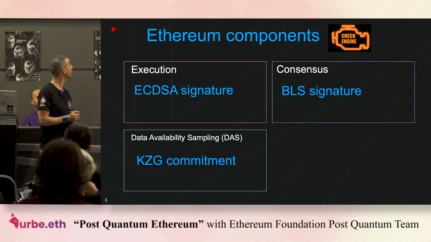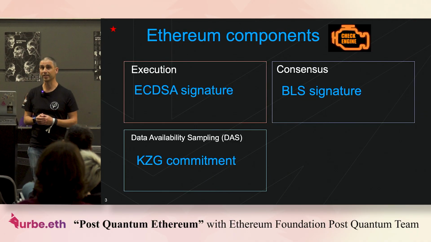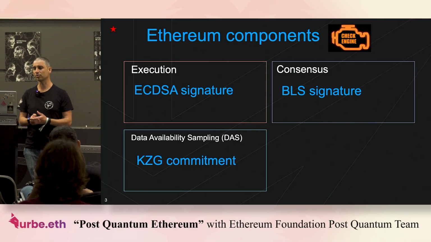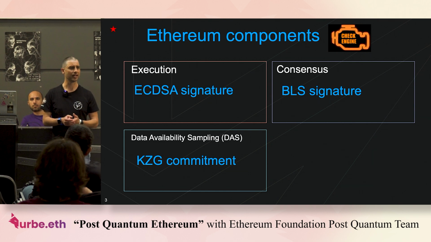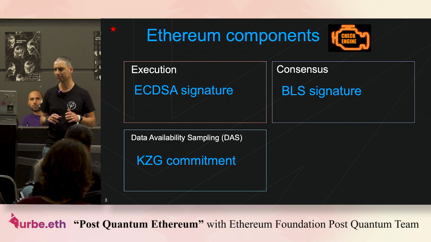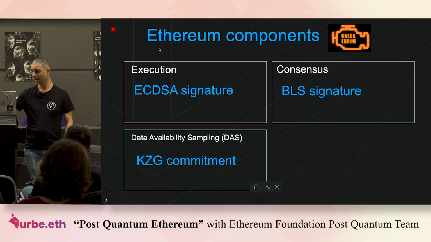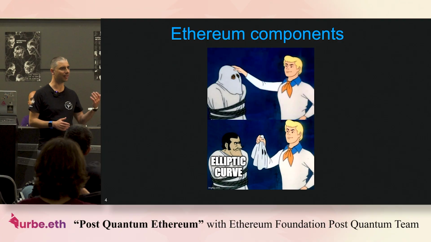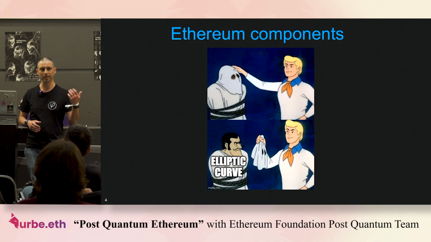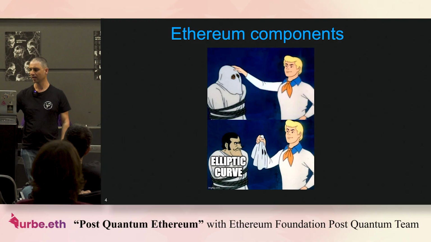What are the engines of these three components? For execution, at least the cryptographic engine, we have ECDSA signatures, consensus uses BLS signatures, and data availability sampling uses KZG commitments. This doesn't tell you anything, doesn't matter. But what do these three things have in common? They have elliptic curves. All three are driven by elliptic curves.